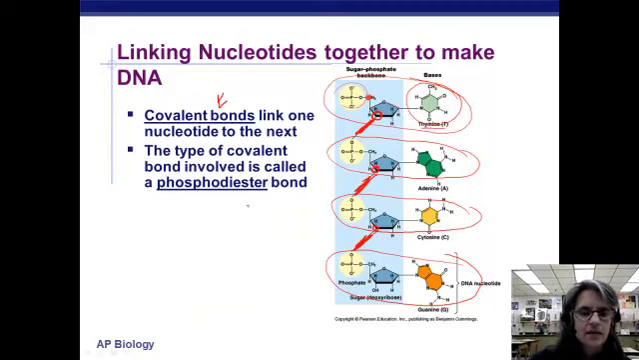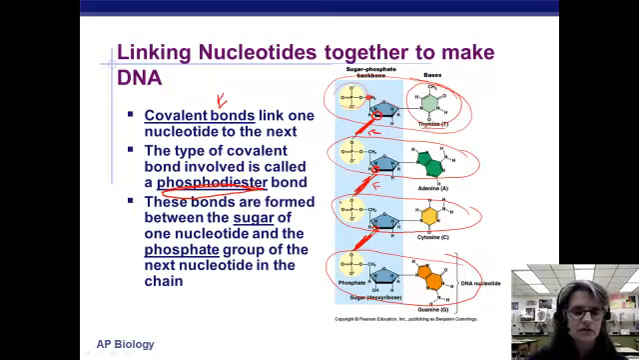Okay? So, just so you know, if you'll recall, sometimes those covalent bonds had special names. For example, a peptide bond between two amino acids. Well, this is called a phosphodiester bond. Remember ester bond's uglier sister, phosphodiester? She's right here. And so this is called a phosphodiester bond. It's a covalent bond linking two nucleotides. If you ever see it, you know what it is. Okay? So they are formed between the sugar of one nucleotide and the phosphate group of the next. So between the sugar of this nucleotide and the phosphate group of this one, sugar of this one, phosphate group of this one, sugar of this one, phosphate group of this one.